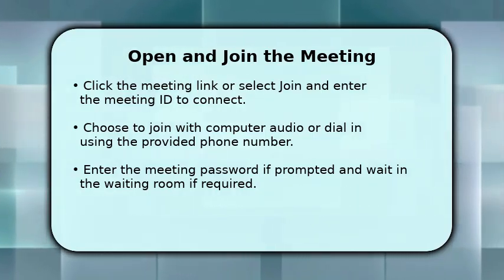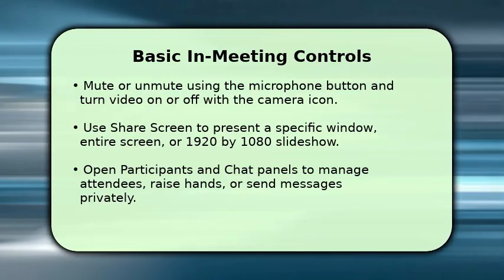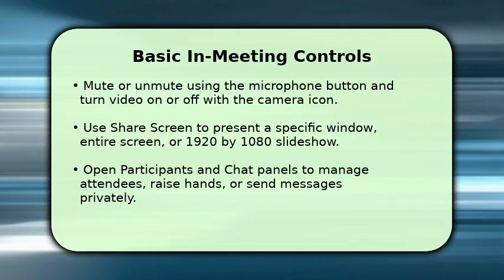Mute or unmute using the microphone button and turn video on or off with the camera icon. Use the Start Video button to enable HD video at 720p or higher if your bandwidth allows. Use Share Screen to present a specific window, entire screen, or 1920 by 1080 slideshow for clear visuals.